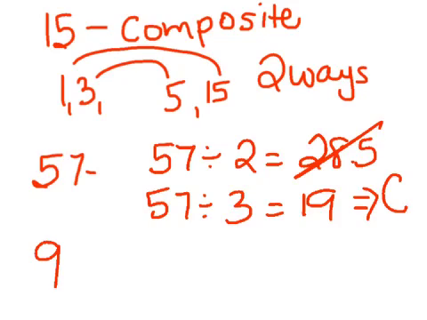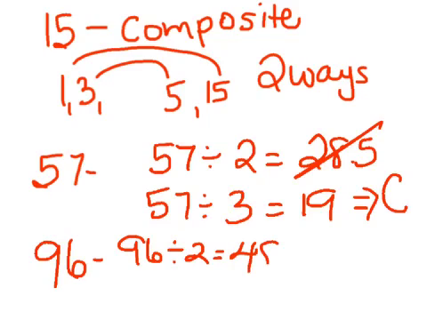Last one, 96. Again, this is a higher number. I'm going to have a hard time with that one. I'm going to try 96 divided by 2. This is an even number, so it should work. And it equals 48. So this is also a composite number.